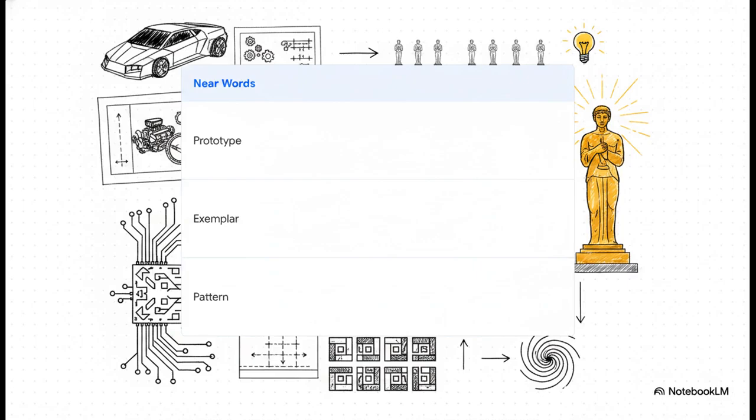To fully round out your vocabulary toolkit today, let's quickly review some near words or synonyms for archetype. We've got prototype, a term heavily used in tech and manufacturing to describe a first functioning model. We have exemplar, an ideal model that's meant to be copied. And we have pattern, a reliable, repeating guide for making something new. All 3 of these highly descriptive words travel in the exact same linguistic circles as archetype.